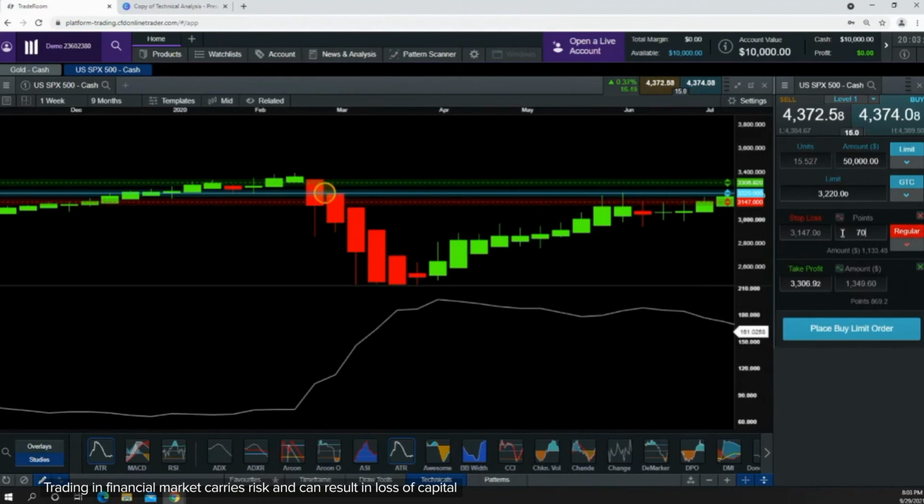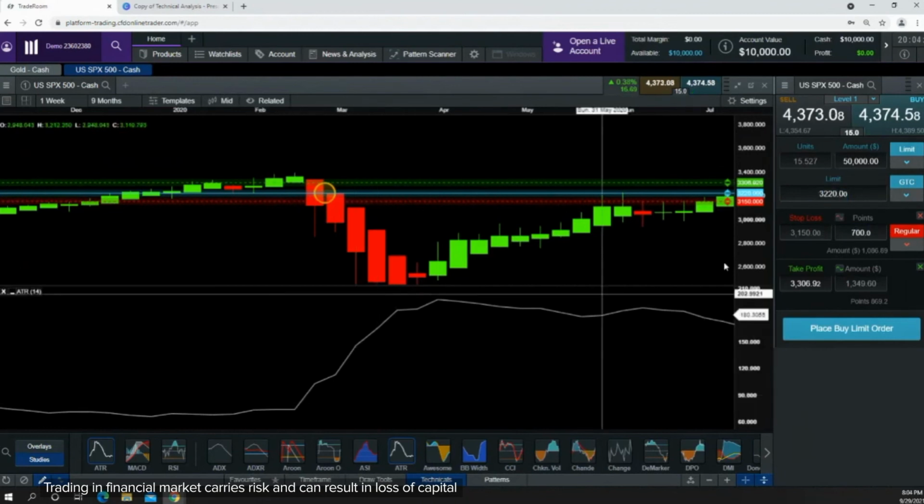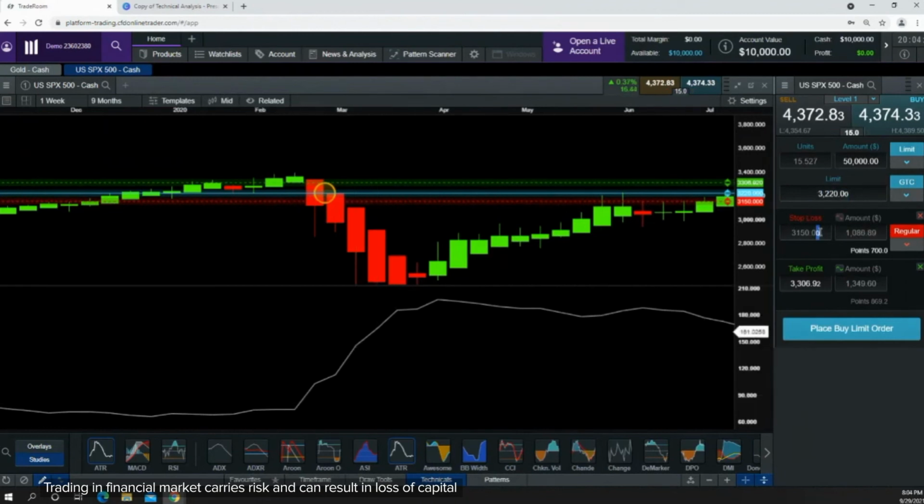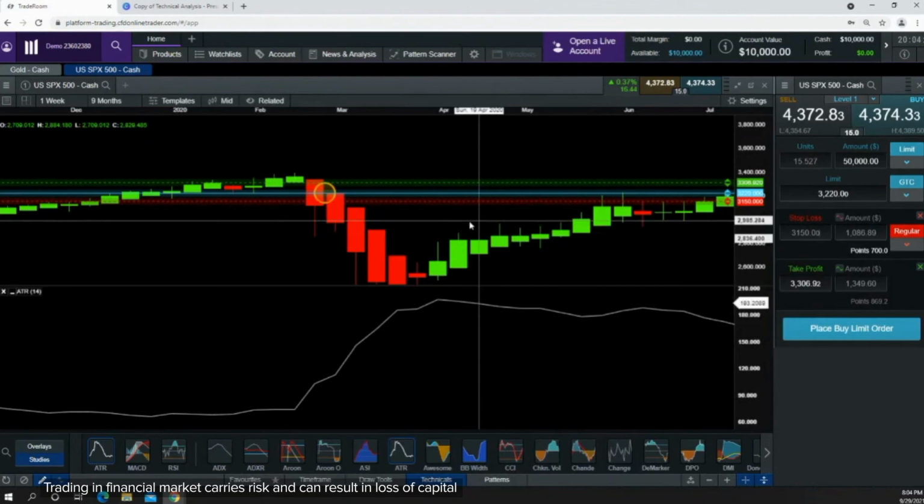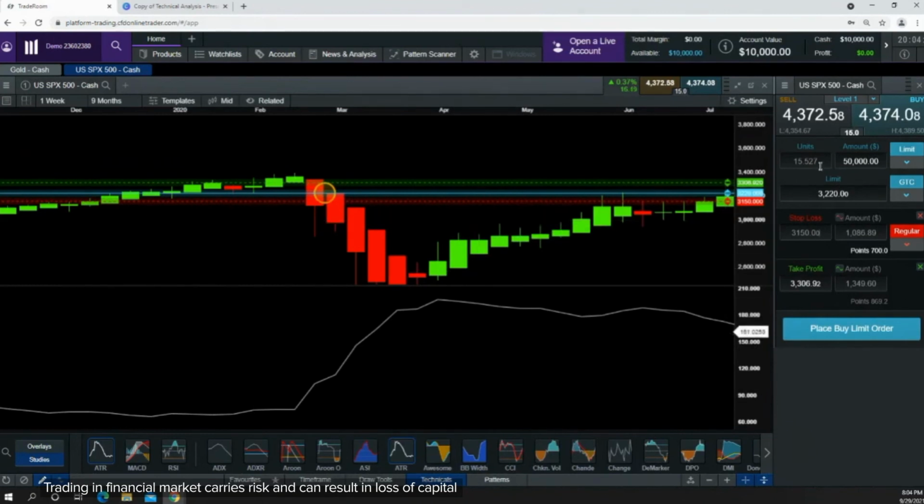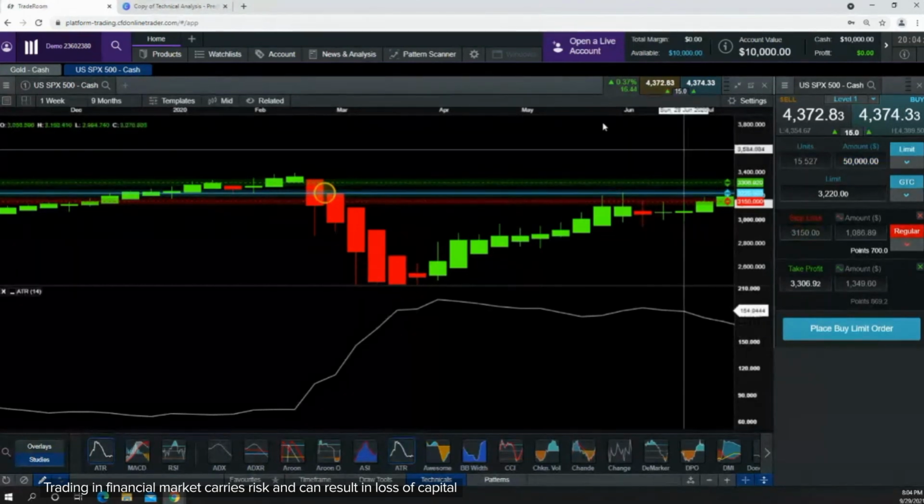I'm sorry, the system is acting up a little. Okay, perfect. So you entered at 3,220 as per the ATR. If it goes down by 70 points, it is a good time to exit. So in this case, you took a $50,000 exposure. You have kept your stop loss $70 lower.